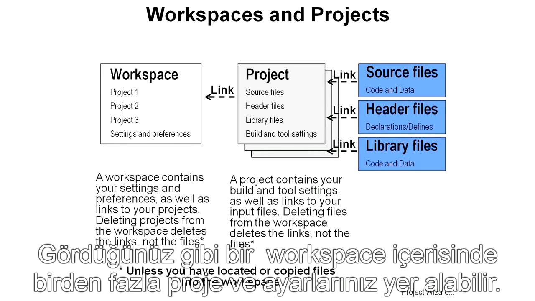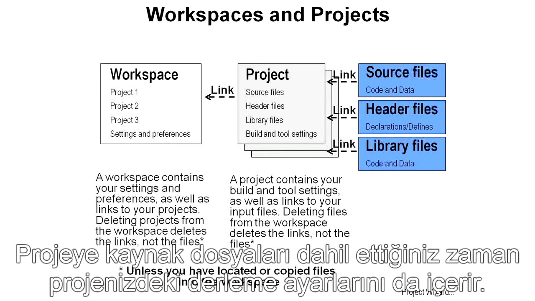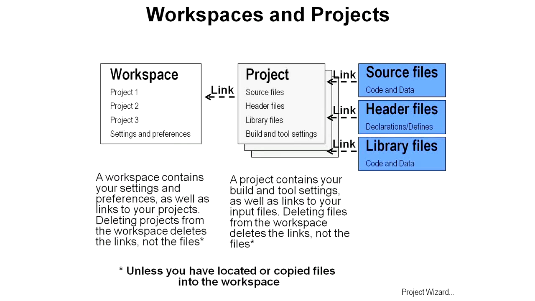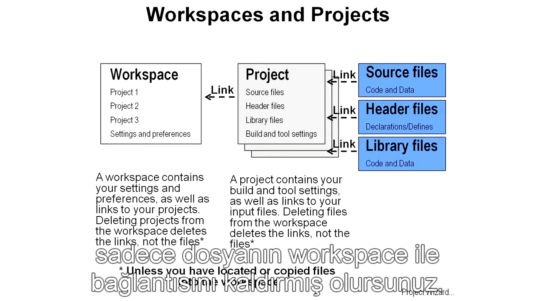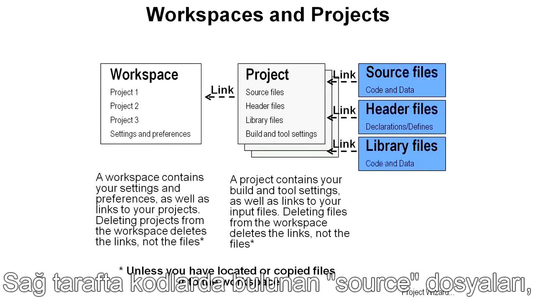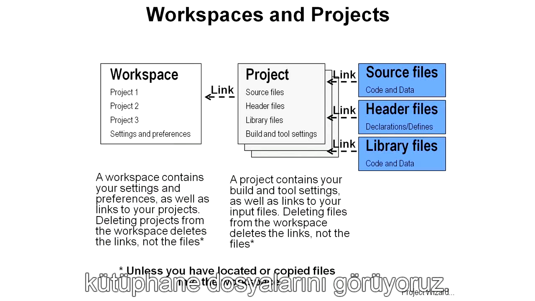So you can see, you can have multiple projects in the workspace. You can make your settings and preferences and save those and export those. Your projects, when you work with a project, contains your build and your tool settings, as well as the links to your input files. Deleting files from the workspace deletes the links, not the files. Again, unless you've located or copied files in the workspace. So you can see on the far right there are our source files, our code and data, our header files with our declarations and defines, and any of our library files which has code and data in them as well.